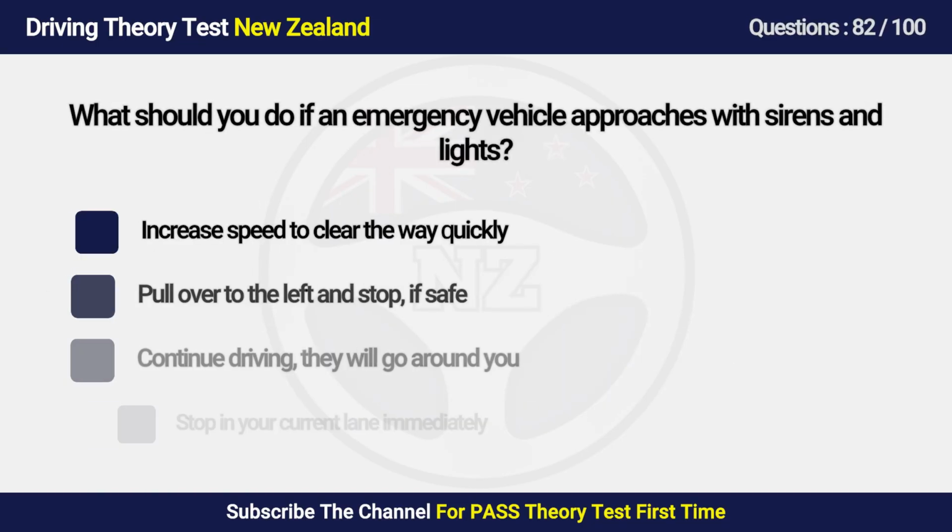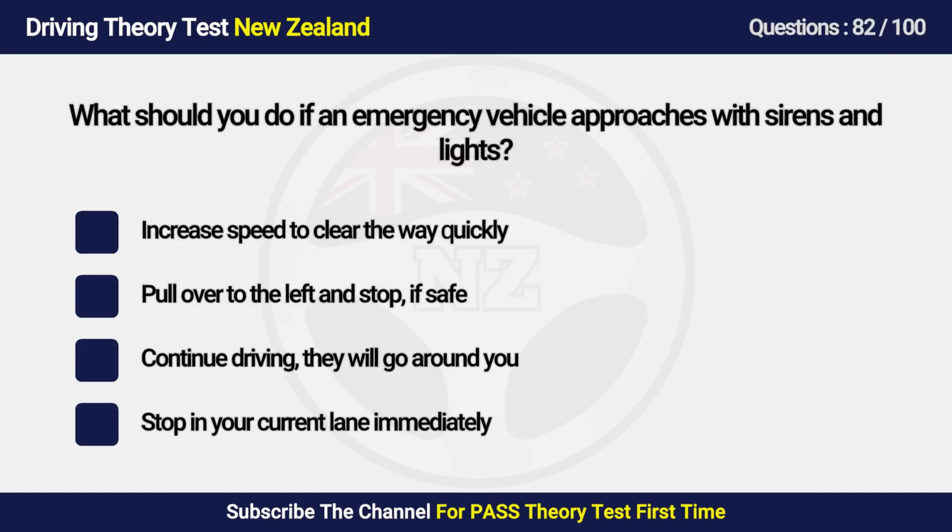Question 82. What should you do if an emergency vehicle approaches with sirens and lights? A. Increase speed to clear the way quickly. B. Pull over to the left and stop if safe. C. Continue driving, they will go around you. D. Stop in your current lane immediately.